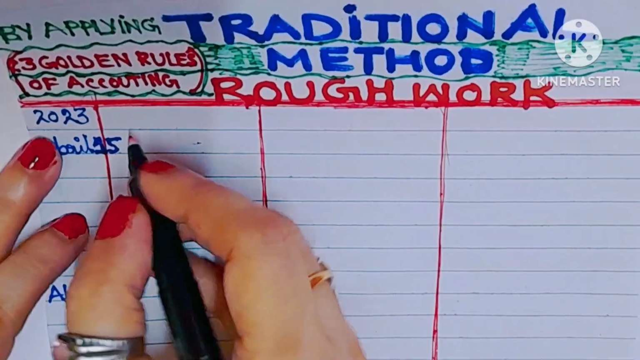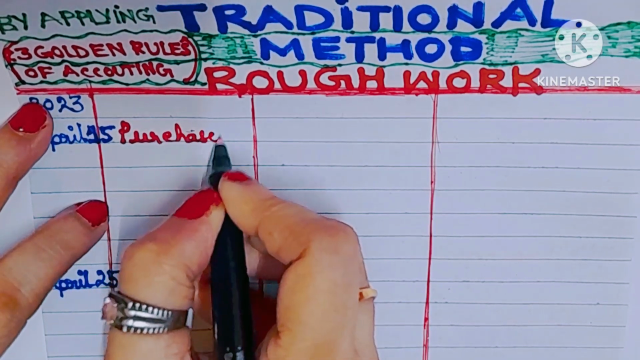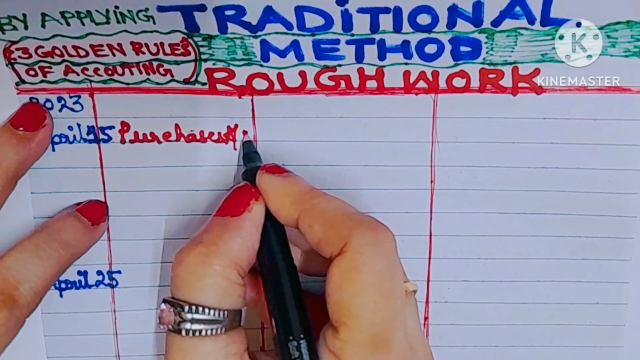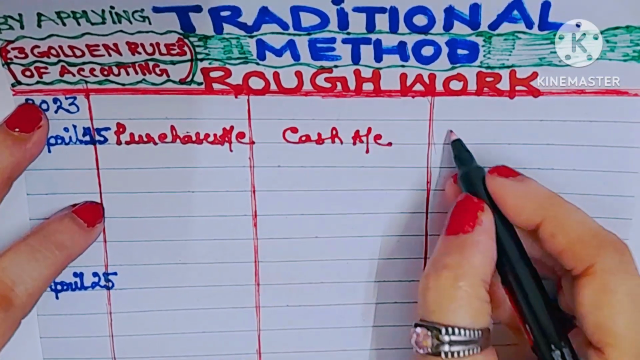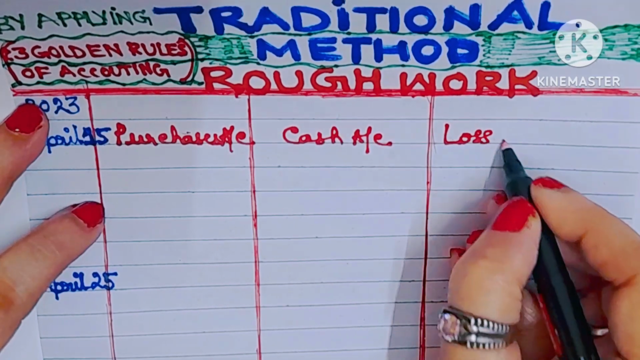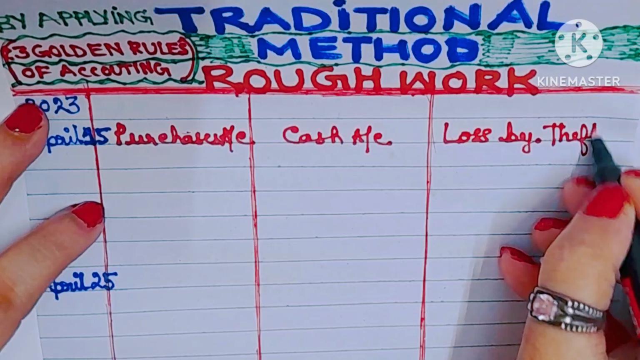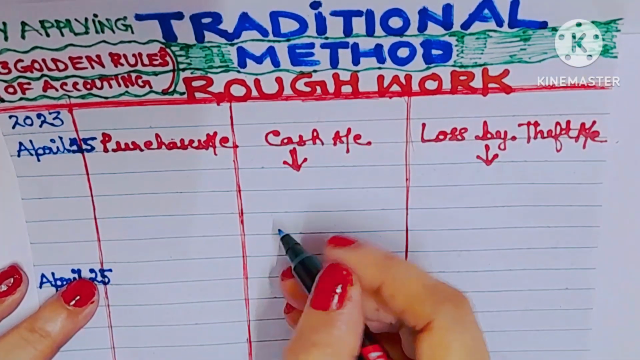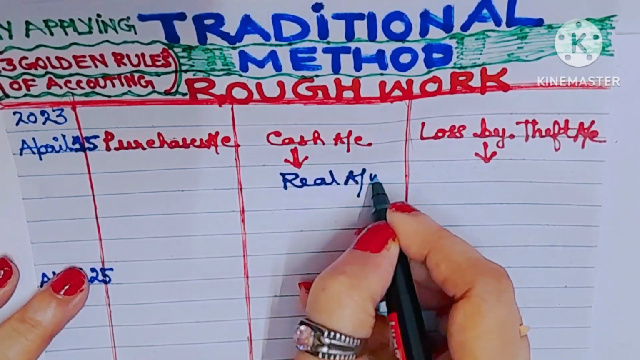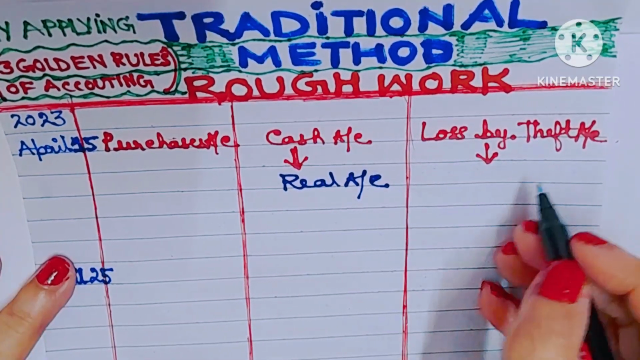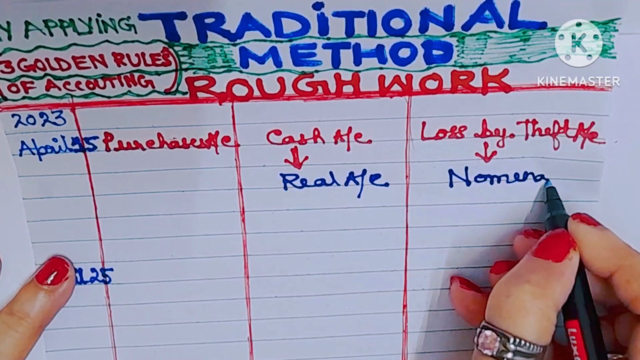So first will be purchases account. Second will be cash account. And the third will be loss by theft account. Understood? Cash account comes under real account. Okay? And loss by theft account comes under nominal account. Understood?